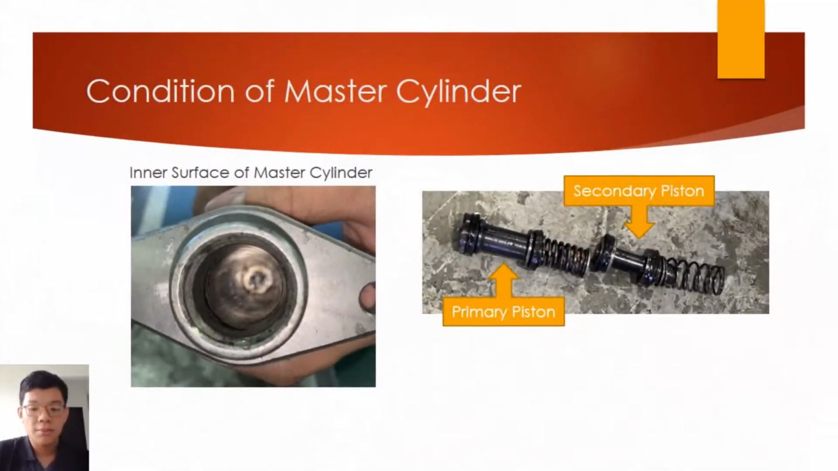From the left-hand side figure, we can see the inner surface of the master cylinder looks clear, and the right-hand side figure shows the primary and the secondary piston. Both pistons are still reliable to use.